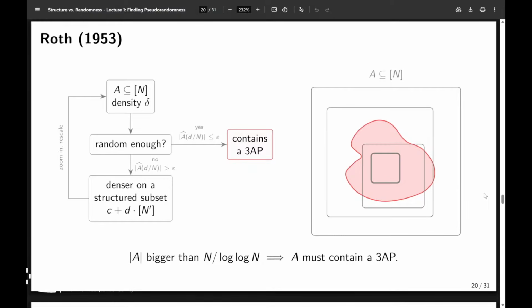But yeah, so this is Roth's whole argument, and this is what his result was. The first asymptotically non-trivial answer to the Erdős–Turán problem, obtaining some density threshold delta, which goes to 0 as n goes to infinity. Great.